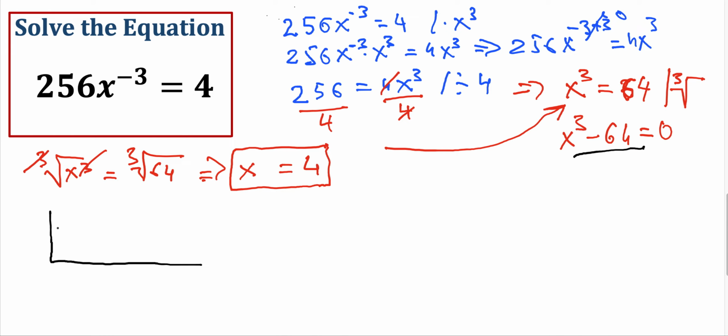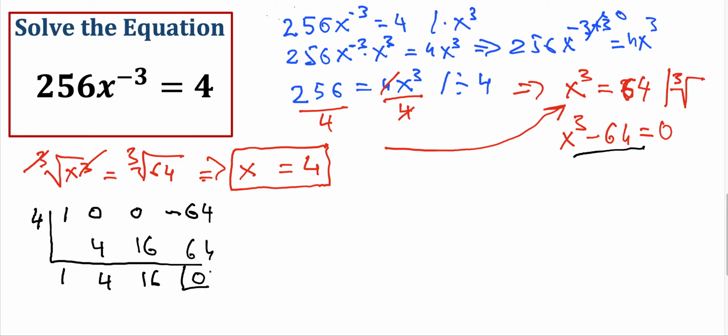Since x is equal with 4, let me take here a 4. So I'm using synthetic division. Instead of x cubed, I'm plugging in 1. X squared I don't have, so it's a 0. X, this equation doesn't have, so it's a 0, but it has a minus 64. And now I'm dropping this 1 here. 4 times 1 is a 4, so 0 plus 4 is a 4. 4 times 4 is a 16. 0 plus 16 is a 16. 16 times 4 is a 64. And minus 64 plus 64 is 0.